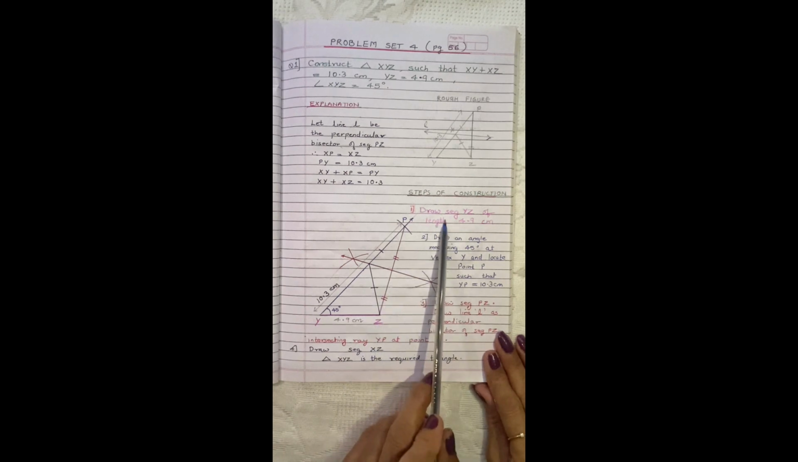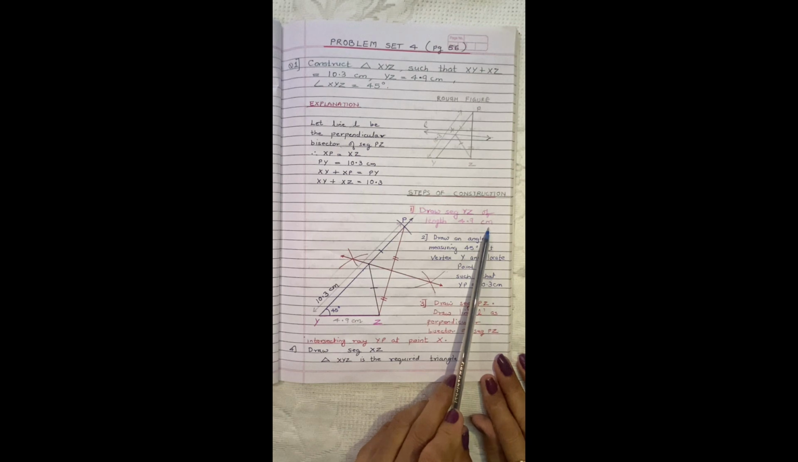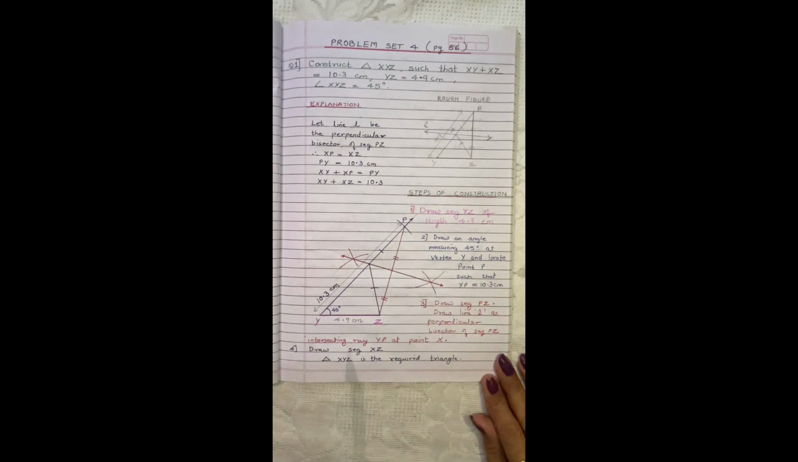Draw segment YZ of 4.9 centimeter. Then second, draw an angle of 45 degree at vertex Y and locate point P. We'll extend this way and locate point P such that YP is equal to 10.3 centimeter. We'll take radius 10.3 centimeter and draw an arc. Third step, draw segment PZ. We'll join these two.